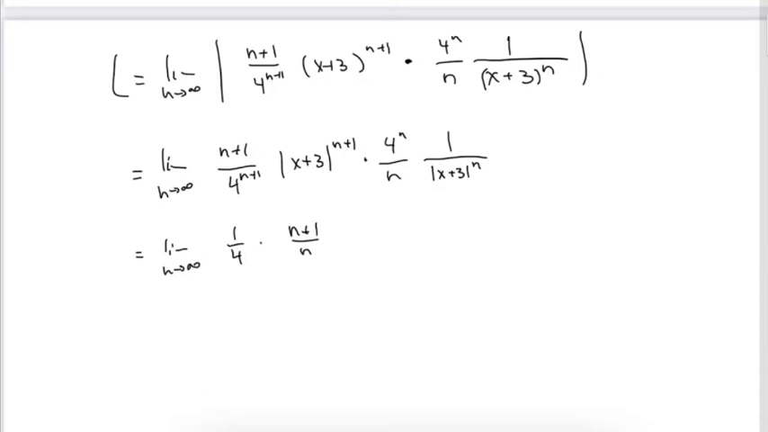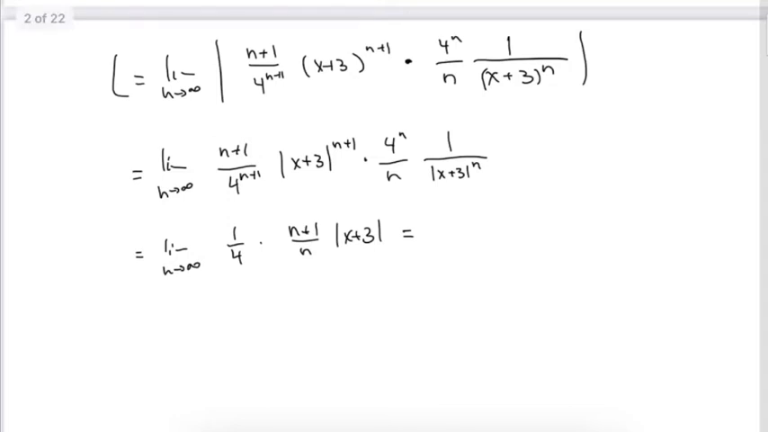And then for the x's, x plus 3 to the power n plus 1 divided by x plus 3 to the power n, those all cancel except 1 remains in the numerator. And so it's just x plus 3 in absolute value to the power 1. We had 1 extra upstairs. All right, and then we take the limit. What happens when I take the limit? The 1/4 stays like it is. N plus 1 over n, remember, becomes 1.